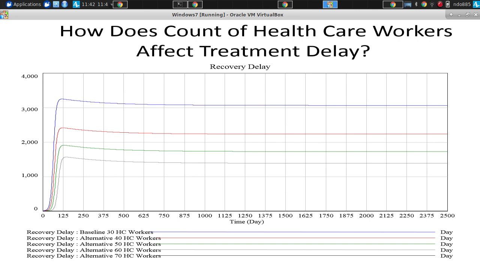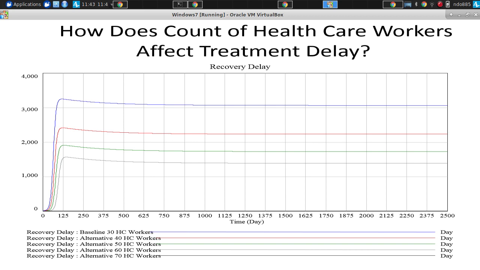So if you actually look, if I have 30 healthcare workers, for example, that's blue here. If I have 40, that's red. If I have 50, that's green. If I have 60, that's gray. Where's 70? 70 never takes off. It completely goes away. It never takes off, or if I introduce them later, it can make some difference.